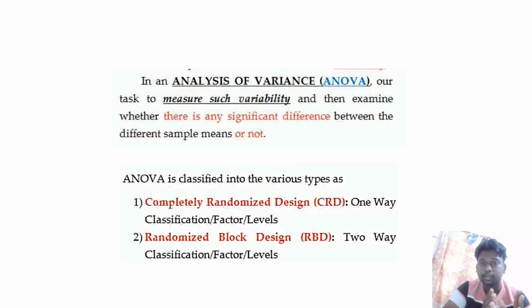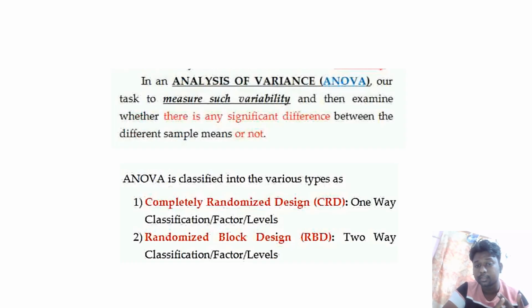ANOVA is mostly known as a calculation for a test of hypothesis: there is no significant difference between the mean values, or there is a significant difference between the mean values. Like the alternative hypothesis and null hypothesis, we can classify using this ANOVA method to get the result for the difference by comparing these values.